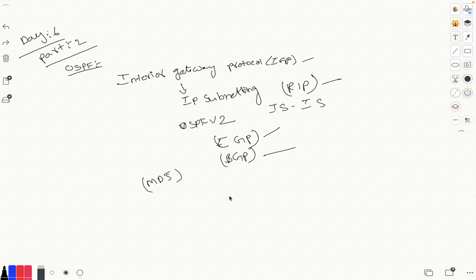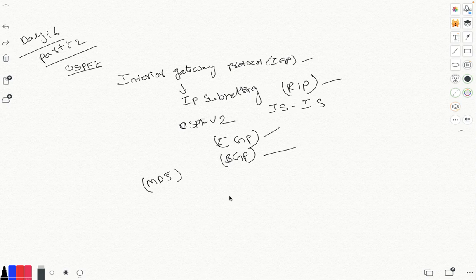OSPF requires coordination among many internal routers, like area border routers, which are routers connected to multiple areas, and autonomous system border routers. At a minimum, OSPF is based on routers. And coming to the broadcast network.